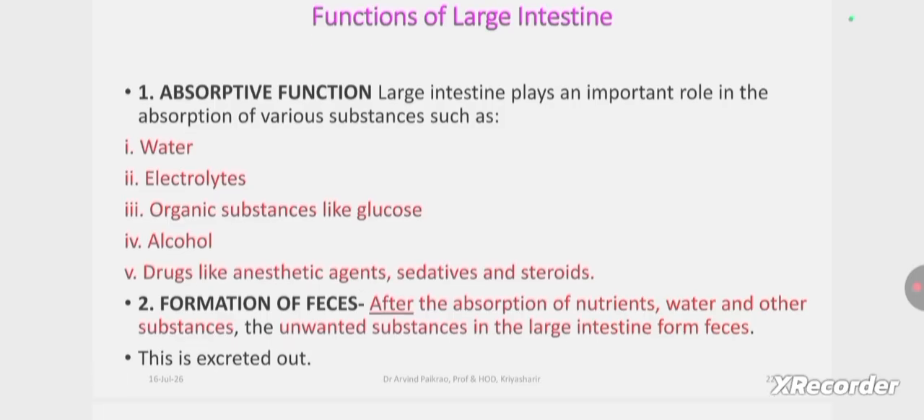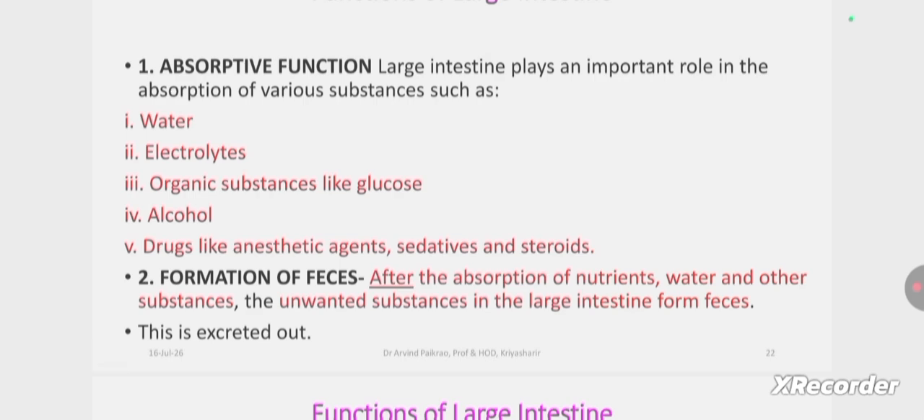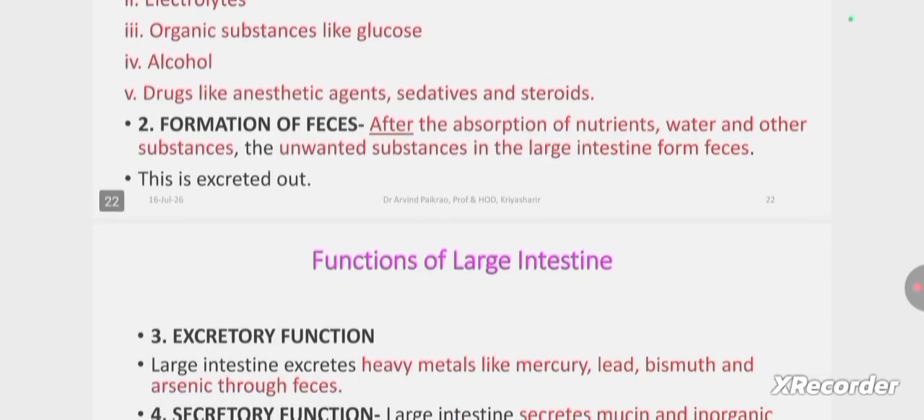functions of the large intestine, in that, the absorption function. The large intestine does not have that much absorption as compared to the small intestine, but water, electrolytes, and organic substances like glucose and alcohol are absorbed here, along with anesthetic agents, sedatives and steroids. Next one is formation of feces.